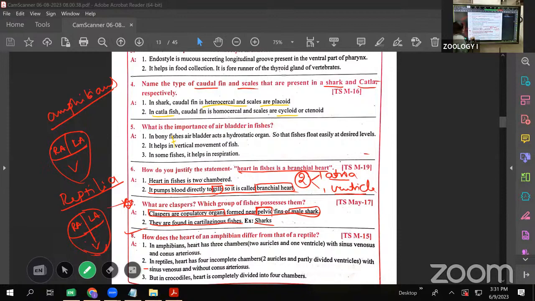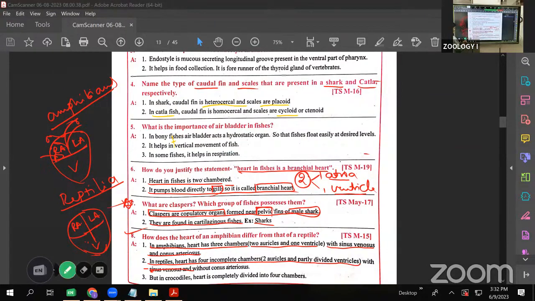Listen, see this one. In amphibia, the heart is three chambered: two auricles and one ventricle, with the sinus venosus and the conus arteriosus. The conus arteriosus is this one, and the sinus venosus is the triangular one. This is also present in amphibia. In reptiles, the heart has incompletely divided four chambers: two auricles and a partially divided ventricle.